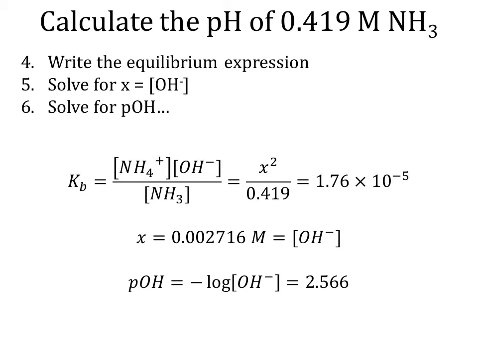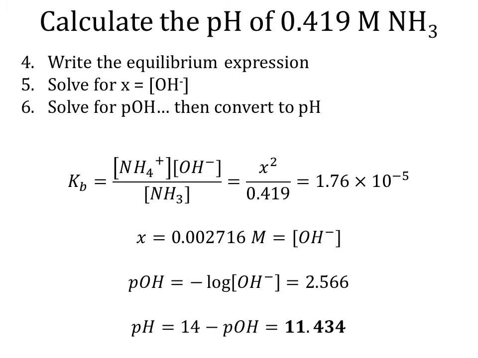Our sixth step comes in two parts. In the first part, we solve for pOH. pOH is the negative log of the OH minus concentration, which here then is 2.566. We then convert the pOH to pH using the relationship that the pH will always be equal to 14 minus the pOH. In this case, 11.434.